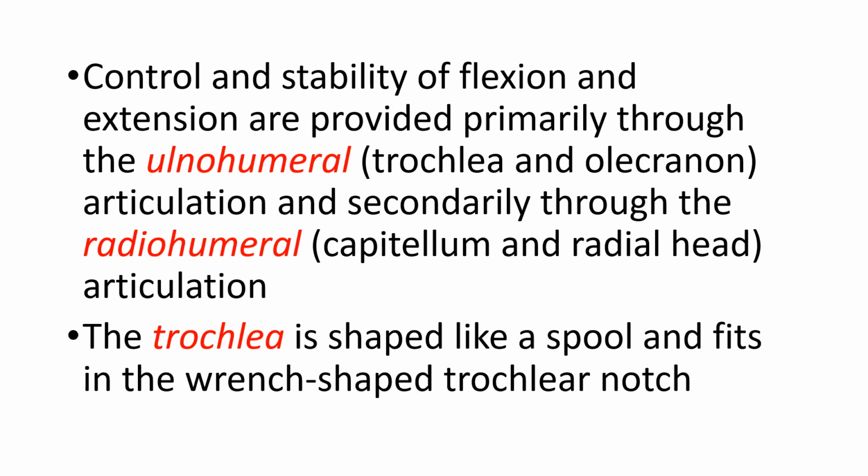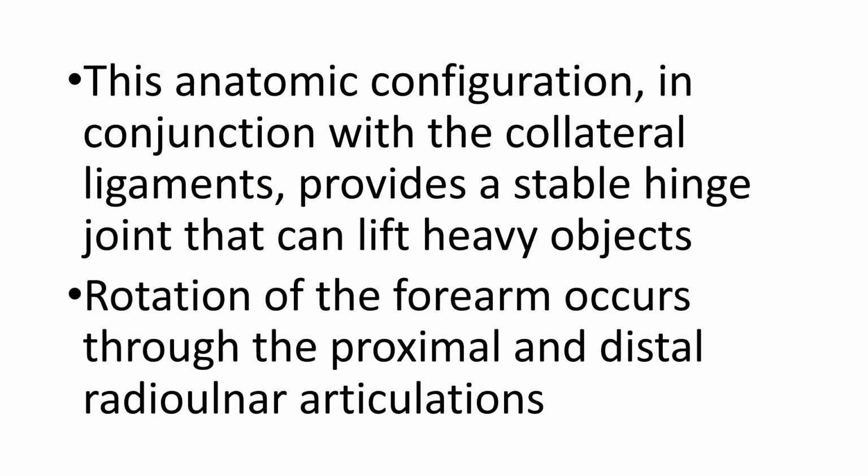The trochlea is shaped like a spool and fits in the wrench-shaped trochlear notch. It creates stability. Any fracture or disturbance will promote instability if not properly treated. This anatomic configuration, in conjunction with the collateral ligaments, namely the medial and the lateral collateral ligaments, provides a stable hinge joint that can lift heavy objects.